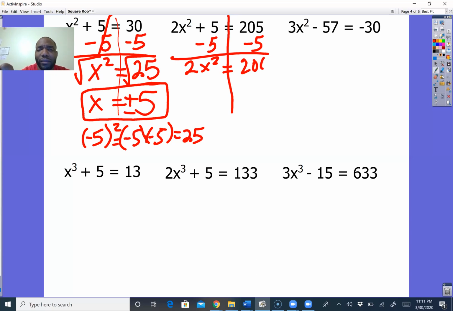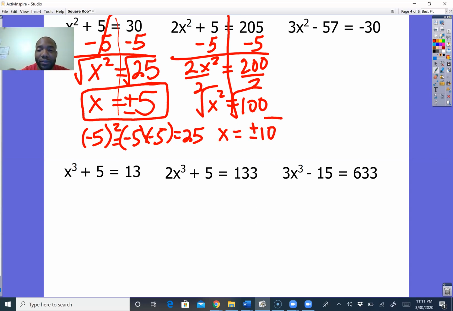It's equal to 200. All right, so how do I get the 2 away from the x squared? I divide by 2. x squared is equal to 100. And now how do I undo this x squared? Take the square root. So we get x is equal to positive or negative 10. That's the math competent answer, positive or negative 10, because negative 10 squared is 100 and positive 10 squared is 100, okay?